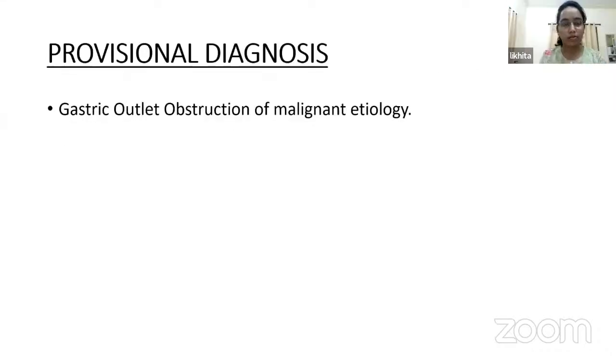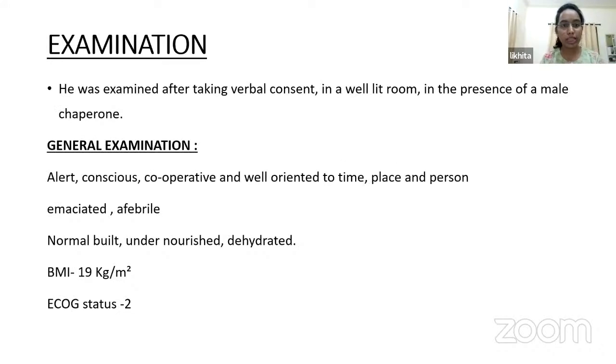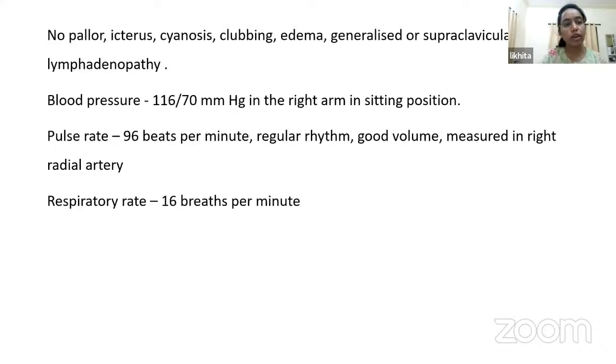I'll start with my examination, sir. He was examined after taking verbal consent in a well-lit room in the presence of a male chaperone. On general examination, he was alert, conscious, cooperative, and well-oriented to time, place, and person. His general condition was emaciated, but he was afebrile. He was normally built, undernourished, and dehydrated. His BMI was 19 kg per meter square, and ECOG status was 2.